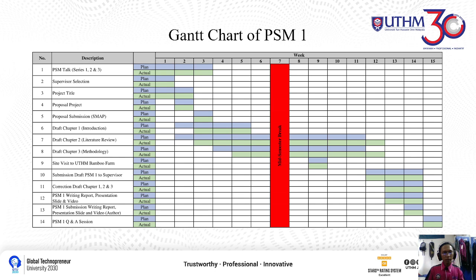Draft chapter 1 introduction on week 3 until week 5. Draft chapter 2 literature review on week 3 until week 12. Draft chapter 3 methodology week 5 until week 12. Site visit to UTHM Bamboo Farm at week 9. Submission draft PSM1 to supervisor on week 12 until week 14.